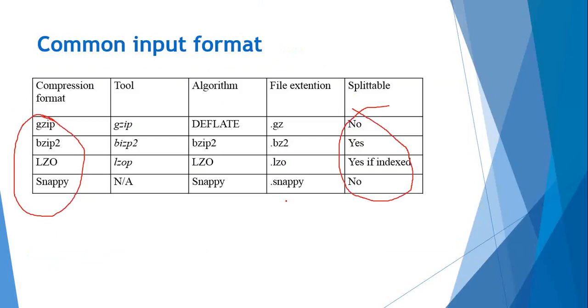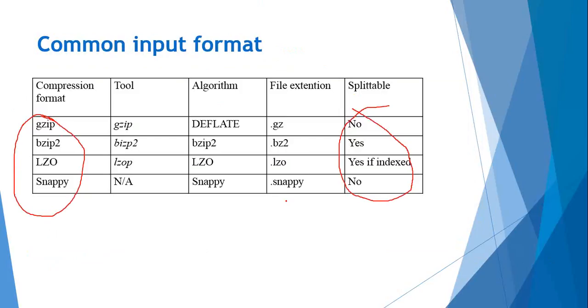Snappy would be useful when you want to write out a lot of data faster. So reduce tasks can write out Snappy or LZO compression. And where CPU is the main constraint and the data files are smaller in size, I think Snappy or LZO should be fine. Okay.